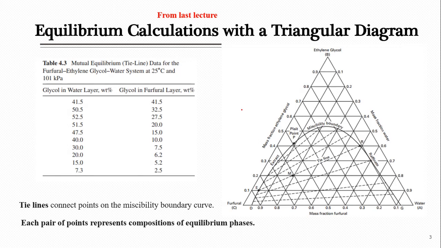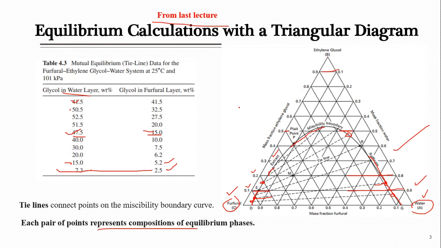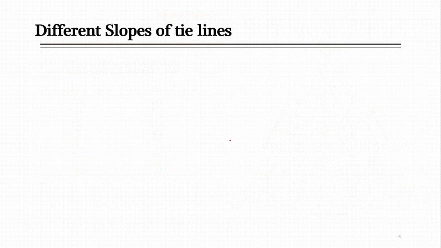Now here one thing more which was causing trouble to some of the students, like here the slope of these tie lines. Slope of these tie lines can be like this, which you can see from this solvent towards carrier is upward, or sometimes it can be like the reverse of this. So let's look at this.